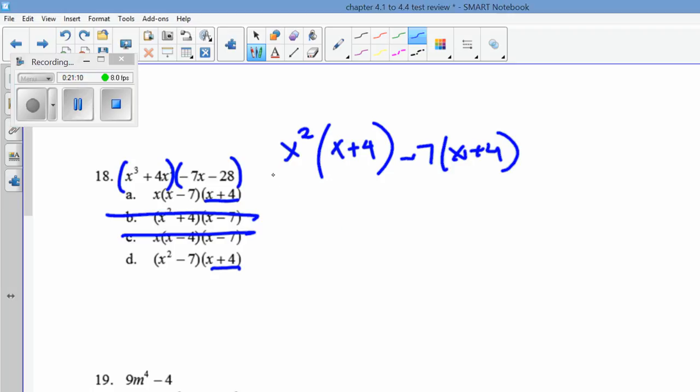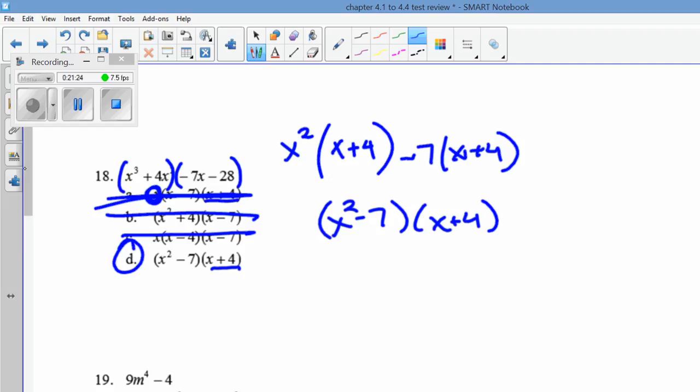Okay, so it's going to be x squared minus 7 with the x plus 4. So x squared minus 7. It looks like they're just trying to confuse you on that answer. That's for sure wrong. So it must be D.